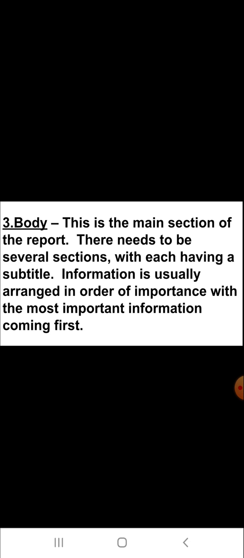Now the third point comes the body, or you can say the content of the report. This is one of the main sections of the report. There needs to be several sections with each having a subtitle. Information is usually arranged in order of importance, with the most important information coming first. So the main information of the event or the incident that took place in the past is written in this section, that is the body or the content of the report. So here you will write each and everything in detail, telling the reader what are the main things that were highlighted in the event or the incident.